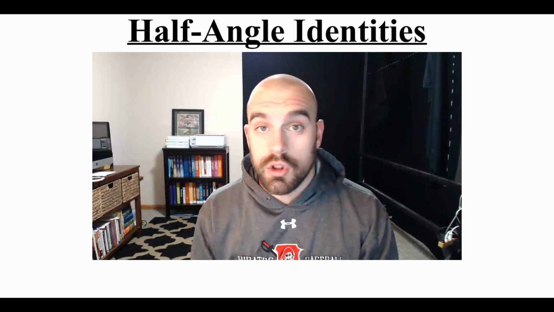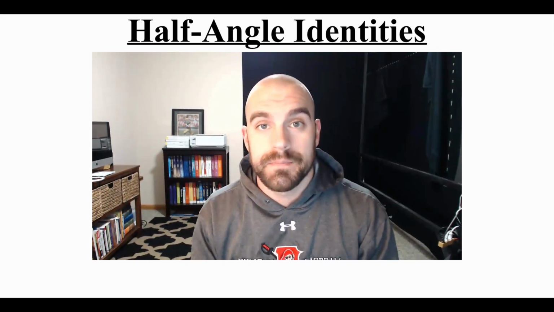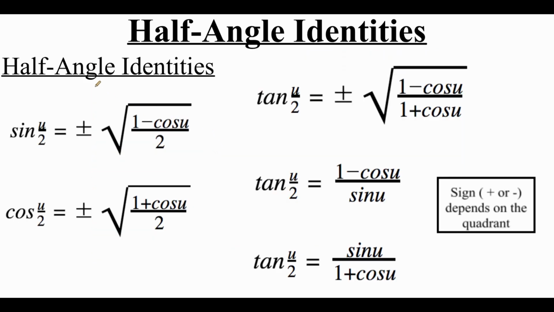In this video, we're going to look at half-angle identities. As we're taking a look at our half-angle identities, for the sine, we've got the sine of u over 2 equals plus or minus the square root of 1 minus the cosine of u over 2. For the cosine, we've got the cosine of u over 2 equals plus or minus the square root of 1 plus the cosine of u over 2.